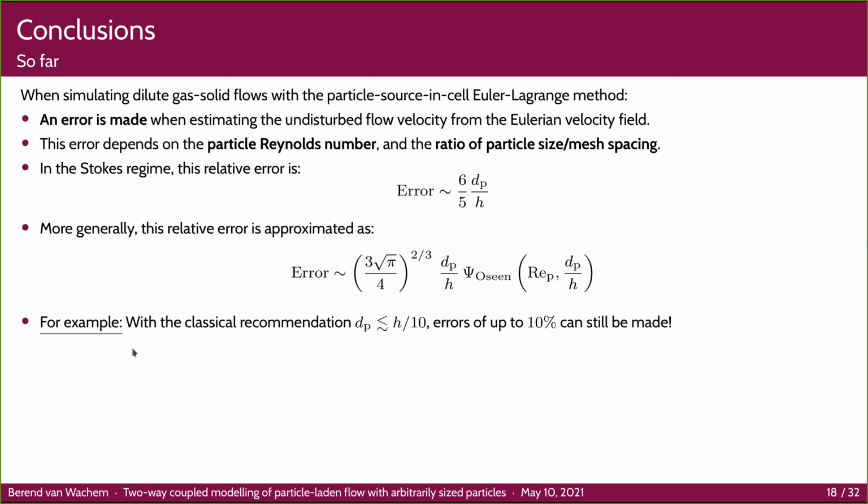And at low Reynolds numbers, we can say that that error is proportional to 6/5 dp over h, where dp is the particle diameter and h is the mesh spacing. I also showed you this more complicated equation, which maps the errors quite well up to particle Reynolds numbers of a few hundred. And even with the classical recommendation of the mesh spacing to be 10 times the particle diameter, you are still making errors of up to 10%, which is a very large error.